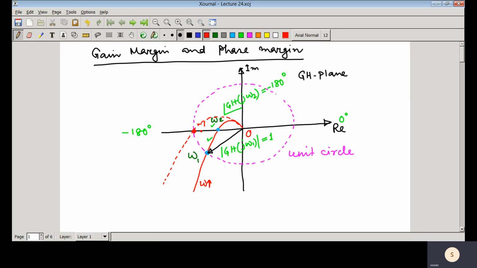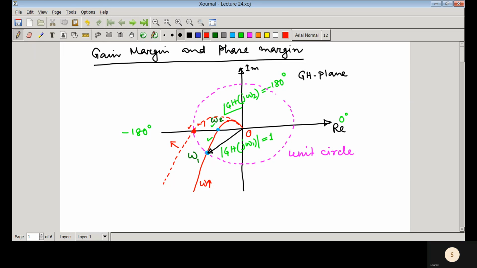So if we just increase that gain further, then what happens? This plot will be shifted towards the left. So then there would be one encirclement of that critical point. And whenever there is one encirclement of that critical point, then you can see from the Nyquist stability criterion that N and P would be different. That means that system, the closed loop system, would be unstable.